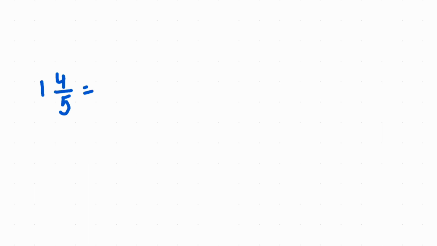So this is the last example. 1 is to 4 by 5. Can you do this? How do we convert this mixed fraction into an improper fraction? We multiply the denominator with the whole number, and whatever the product comes, we will add the numerator. So 5 ones are 5 plus 4 is 9. The denominator will remain the same.